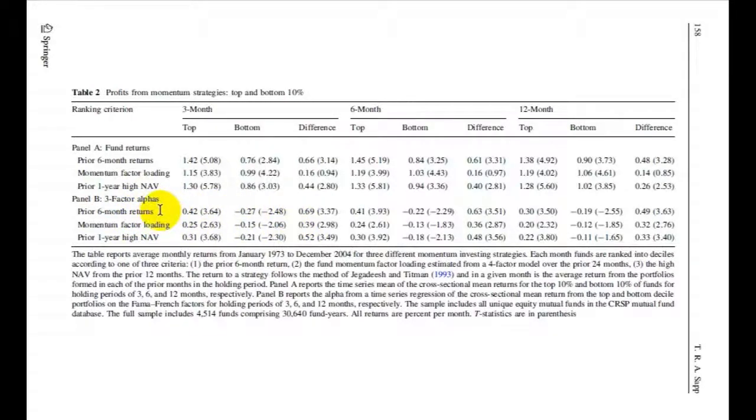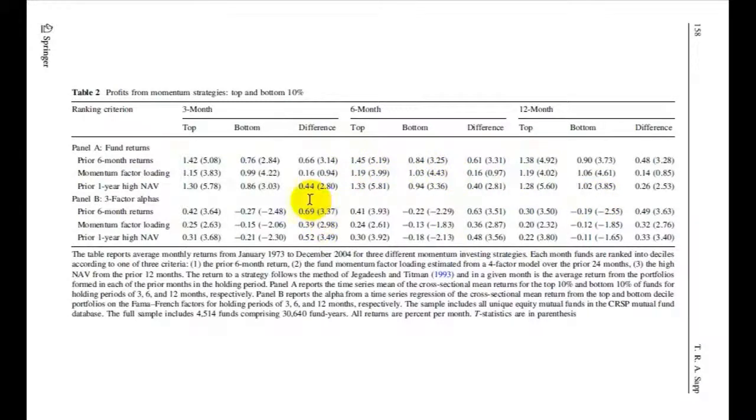And so in this panel B section, we're doing the same thing, the same methodology for ranking and holding, but we're putting these returns into the Fama-French three-factor model. So those three factors being the market return, the size, and the value growth. So these are all the alphas after controlling for those factors. And we can see in all cases the top portfolio, the one that we're holding long, has a positive return, or rather a positive alpha, and the difference here is fairly big and fairly significant.